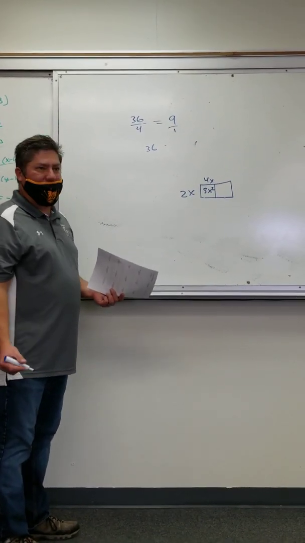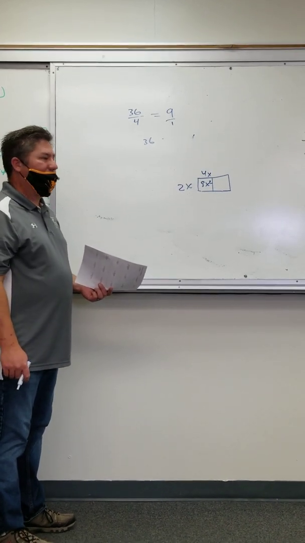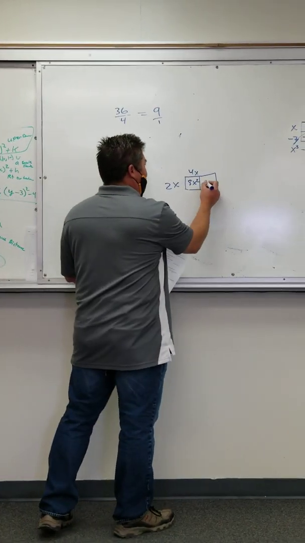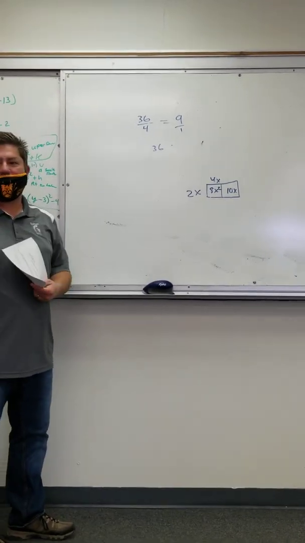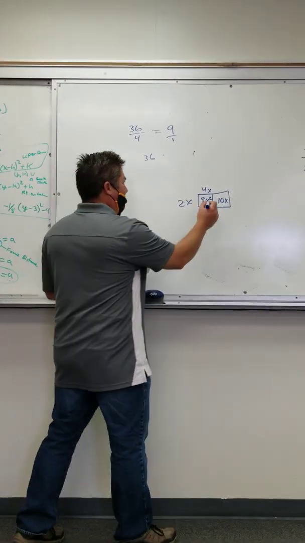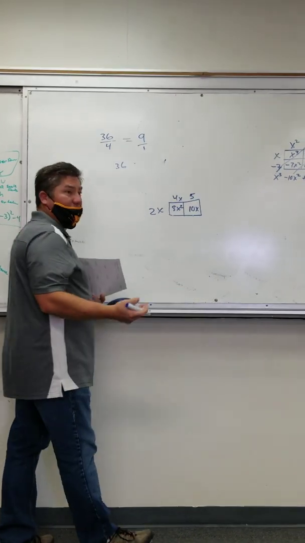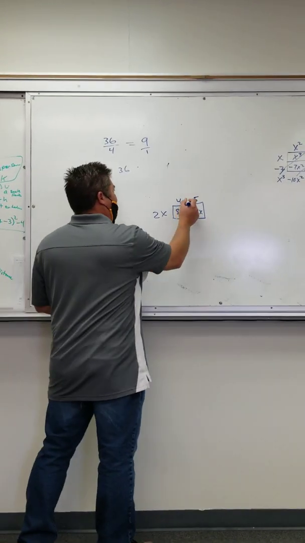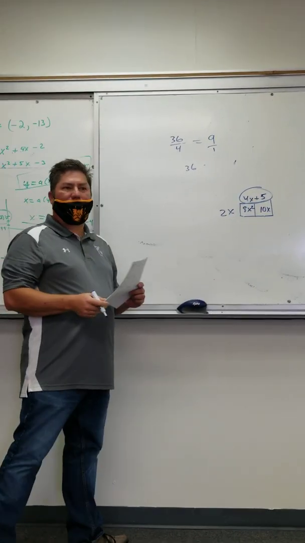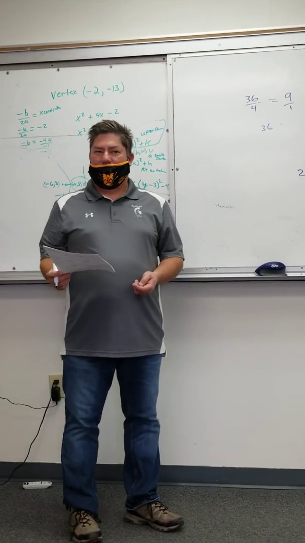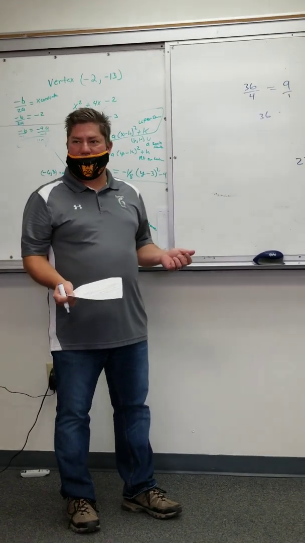Where's the 10x coming in then? In the other box, the bottom. So should I put a 10x here? Yeah. How many times will 2x go into the 10x? 5. Not 5x. And what do I put here? Add. Yep, that's my answer. That was easy, huh? So when it's a 2 by 1, super easy.